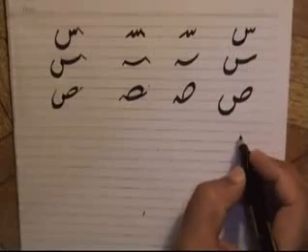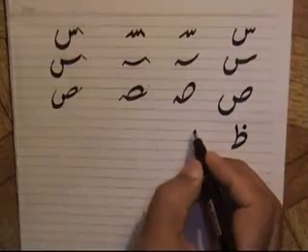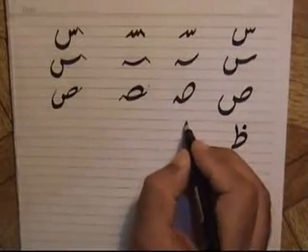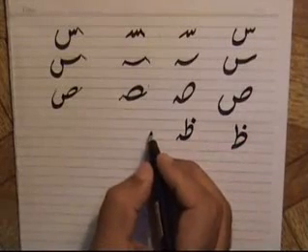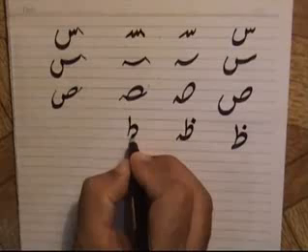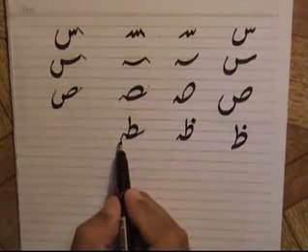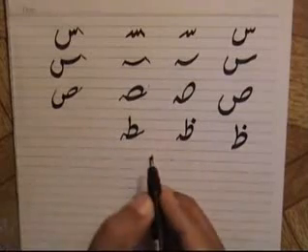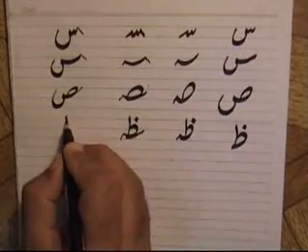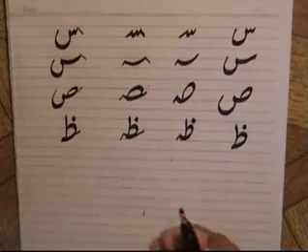For toy and zoe, the initial position of zoe is like this, and we have a connector here, and then the medial position of toy is like this, and we have a connector in the beginning and in the end, and the final position of zoe is this, and we have a connector in the beginning.